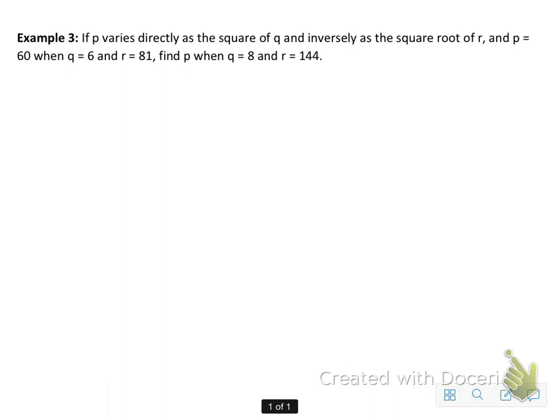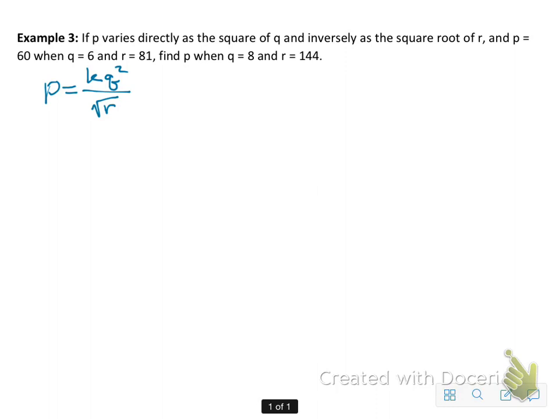Let's do one more, just for good measure. And this one's a little different, just a tiny bit. It just has more symbols. If P varies directly as the square of Q and inversely as the square root of R. So P varies, that means P equals K. Directly as the square of Q, that means we have to square Q, and it goes in the top because it's directly. And inversely, which means we have to do a denominator, as the square root of R. So the square root of R.